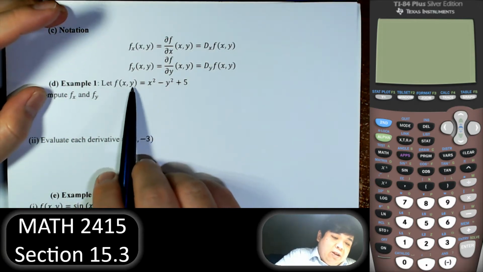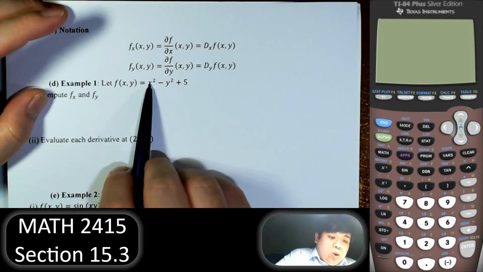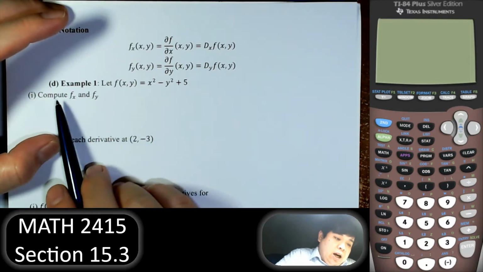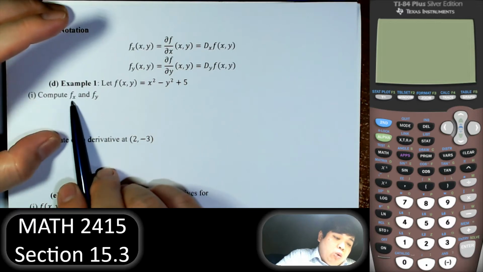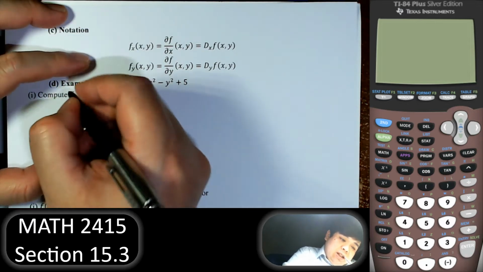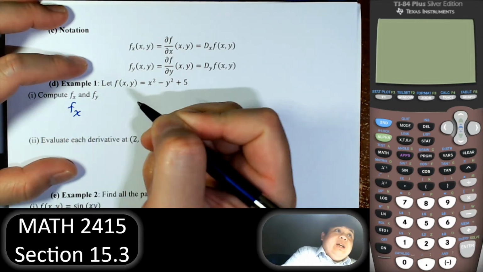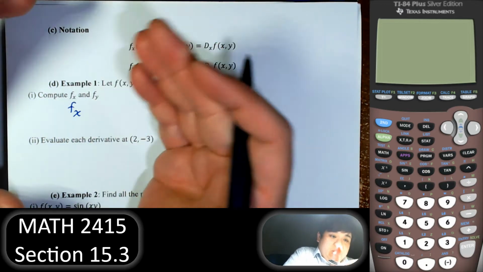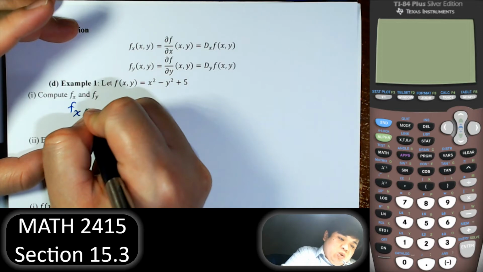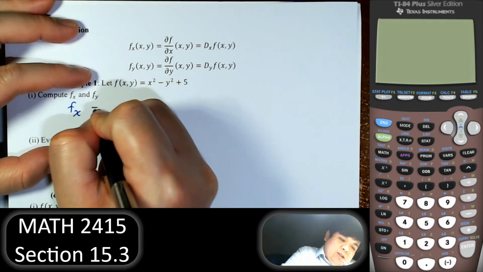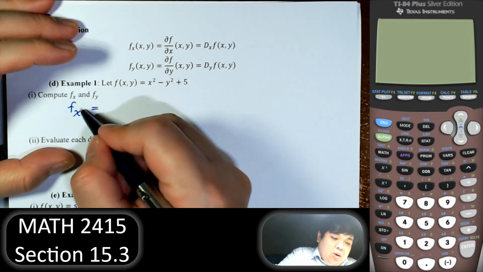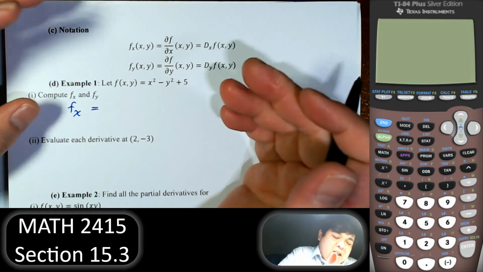Let f of x, y equal to this. Now, let's find the partial derivative with respect to x. So for the partial derivative with respect to x, we don't need to write x, y here if the variables are clear. We just need to write f sub x. That's good enough.